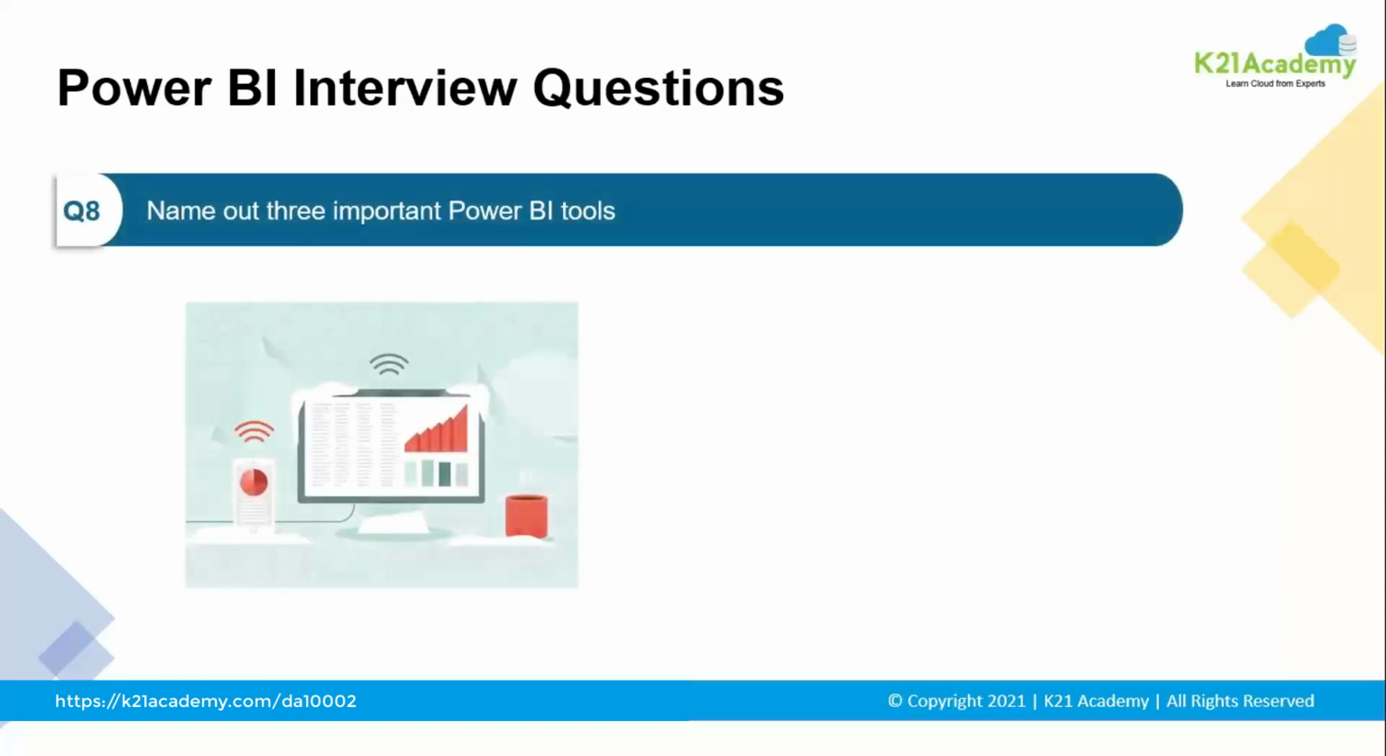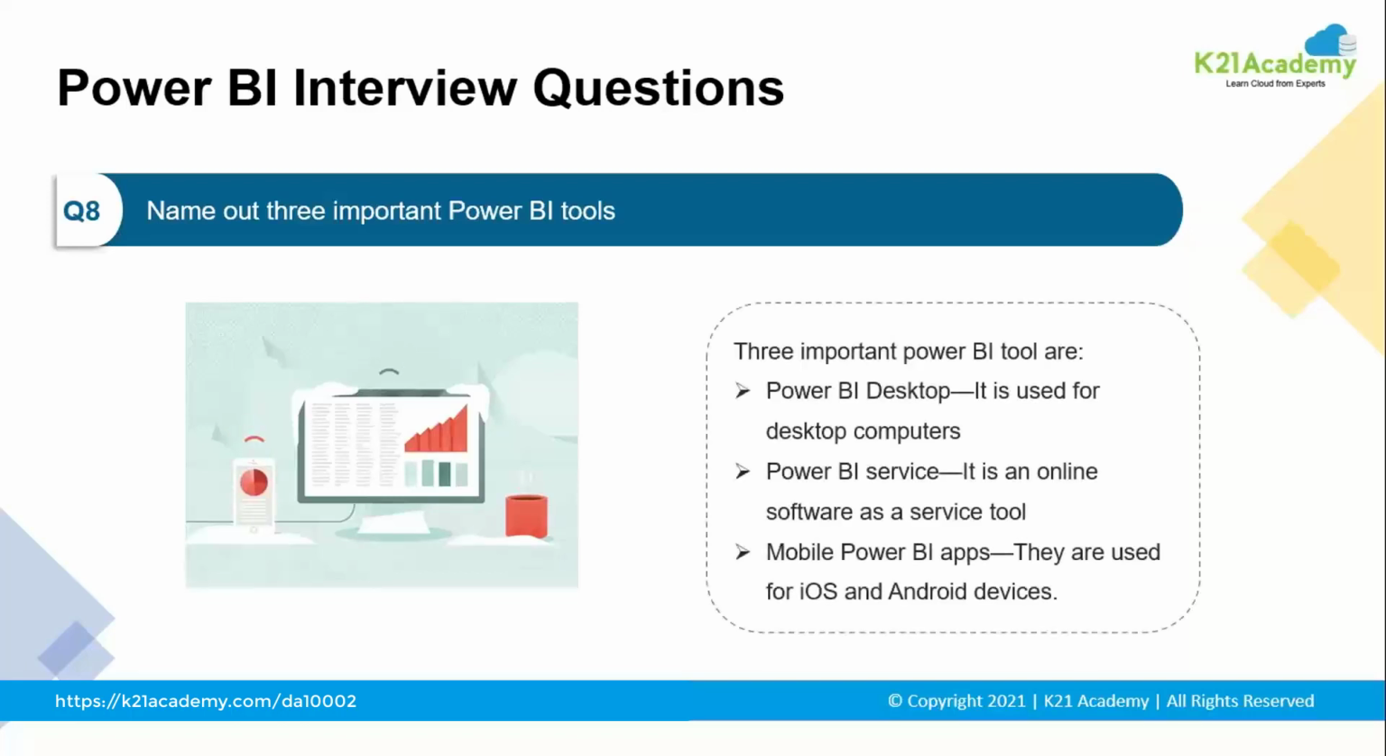Another important question: name three important Power BI tools. We all know that Power BI is a business intelligence tool, so let us see what important tools are present inside Power BI. First one is Power BI Desktop, which is used on our desktop computers. Then we have Power BI Service. It's online software that we can use on the cloud. Power BI is also available as mobile applications, both on Android and iOS.